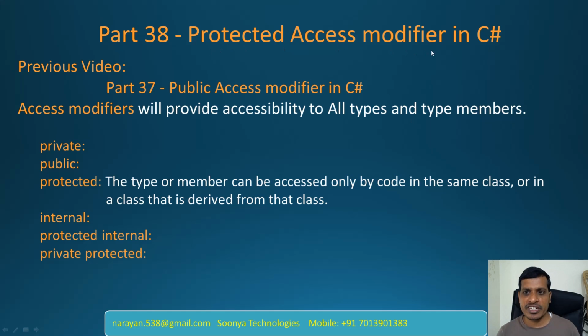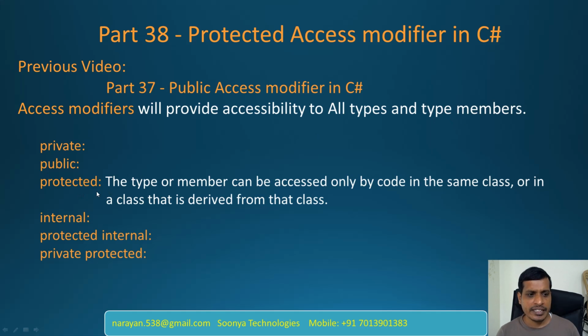Protected access modifier in C#. This is a continuation of the previous video, part 37, Public access modifier in C#. Please go through the previous video before going through this video. Access modifiers provide accessibility to all types and their type members.